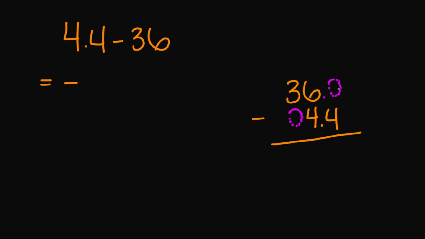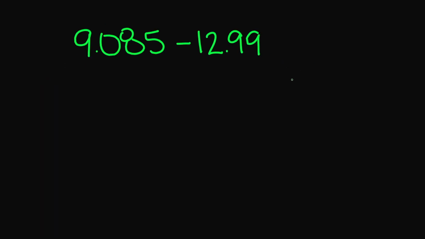So now we have 0 minus 4. Can't do that. I need to borrow here in the ones place. This 6 is going to become a 5. This 0 here is going to become a 10. So 10 minus 4 is 6. Bring that decimal down. And then 5 minus 4 is 1. And 3 minus 0 is going to be 3. So 36 minus 4.4 is going to be 31.6. However, 4.4 minus 36 is going to be negative 31.6. All right, let's try one more example.